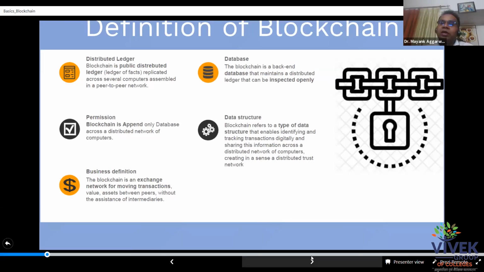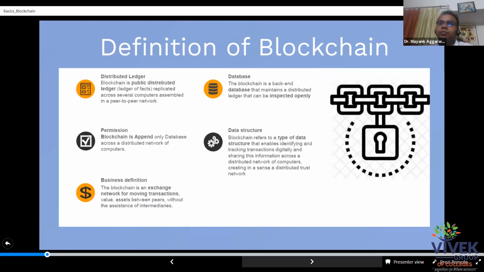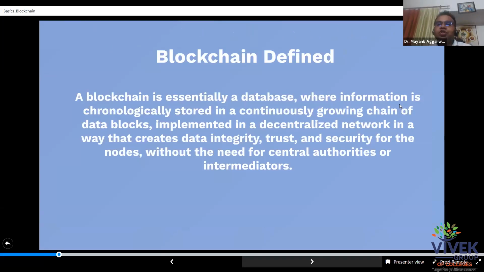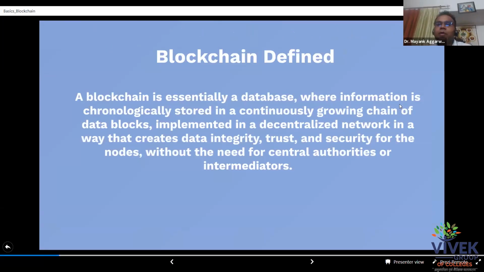Now let's take another definition of blockchain. A blockchain is essentially a database where information is chronologically stored in a continuously growing chain of data blocks. It is definitely a database where information is stored in a growing chain of data blocks. The blocks will keep on adding. Remember the concept of linked list. The blocks will keep on adding. Implemented in a decentralized network. One person is sitting in Goa, one person is sitting in America. All of them are connected with each other. So it is a decentralized network.